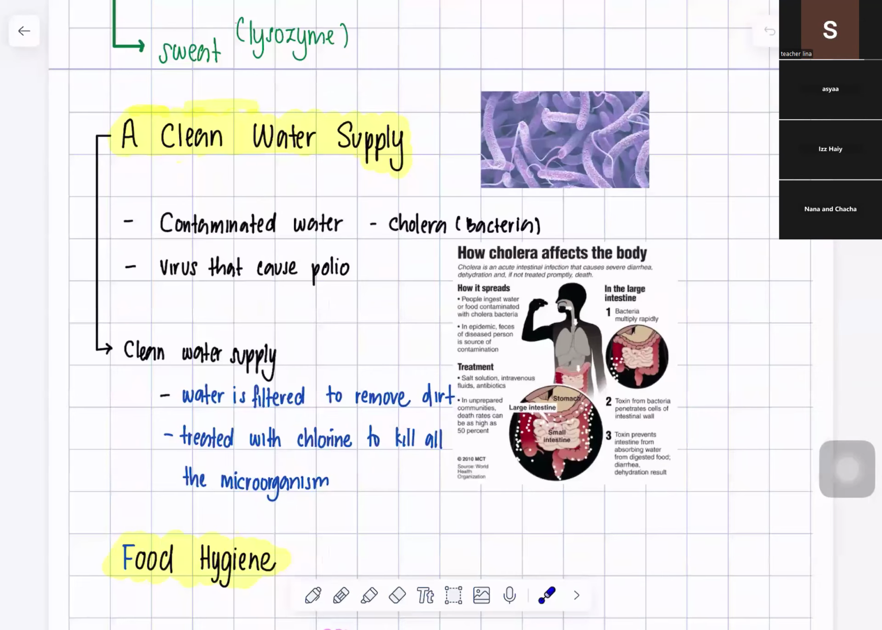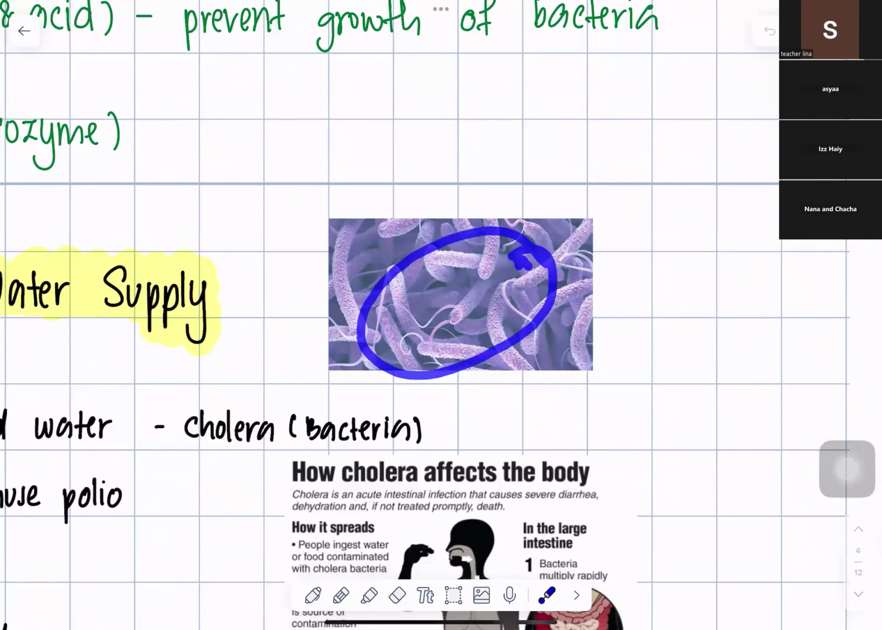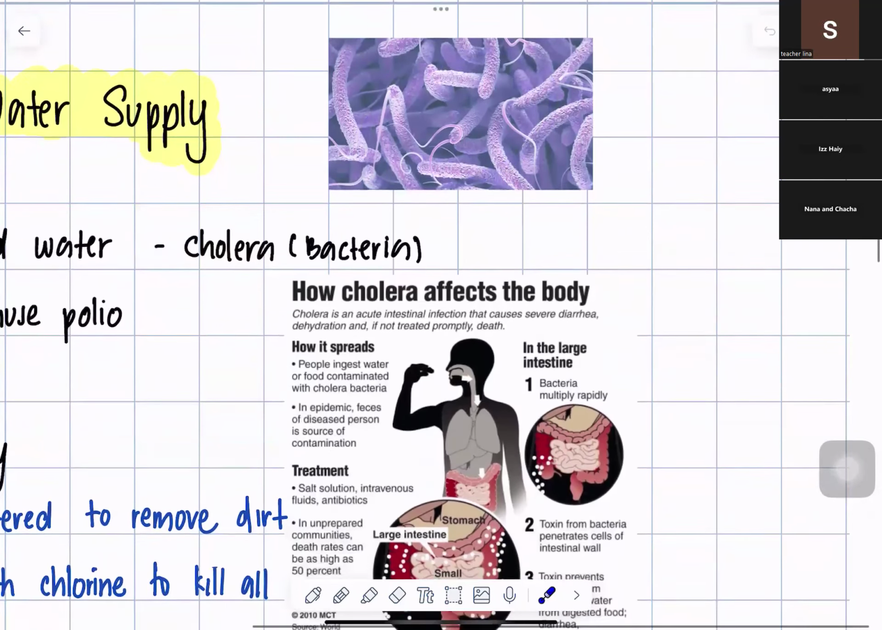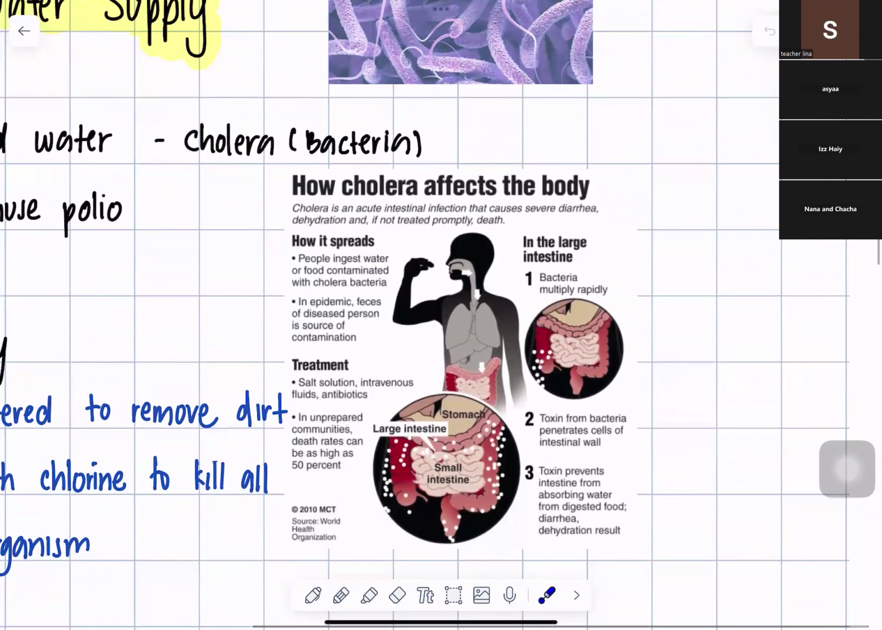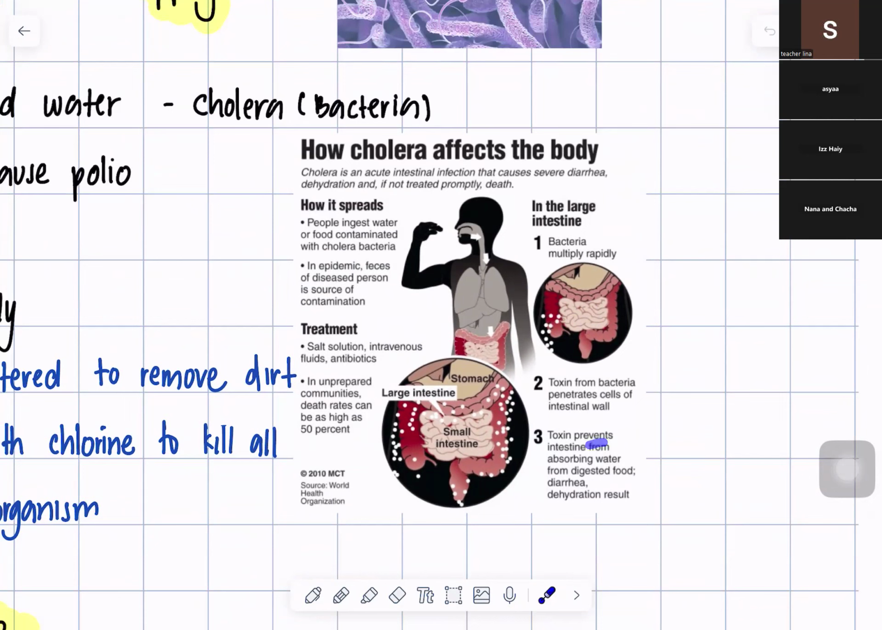So how will cholera affect the body? Cholera, this bacteria. How will that bacteria enter the small intestine? Then it will start to multiply rapidly. This bacteria will produce toxin. It will prevent the intestine from absorbing water from the digested food. So that's why your body gets diarrhea and dehydration.